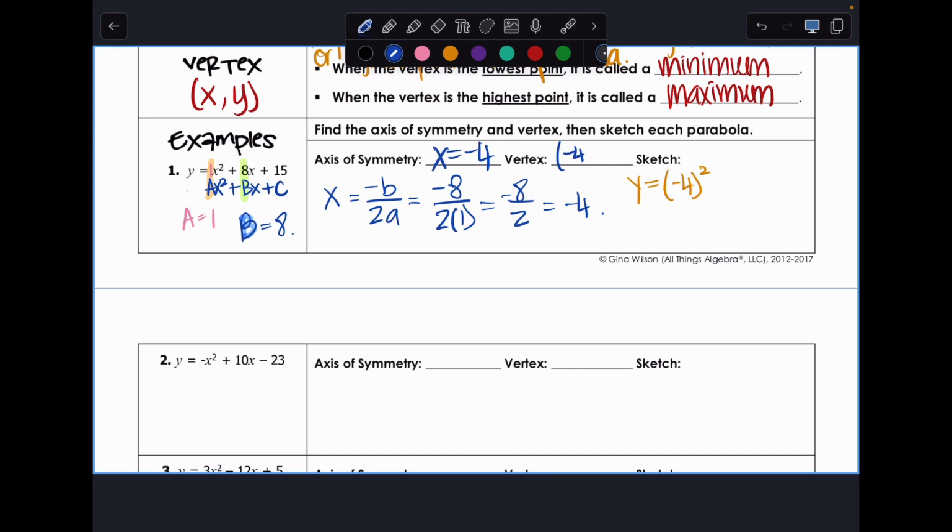All right, here we go. So I'm going to put in -4 to the second power, 8, open parentheses, put in -4 again. And then I'm going to put in plus 15. Tell me what you get.